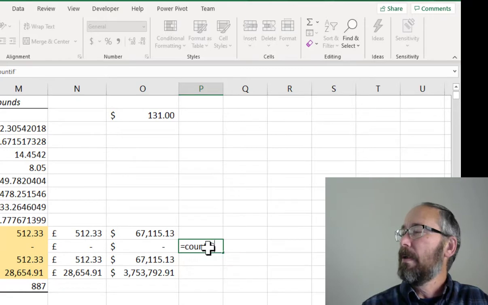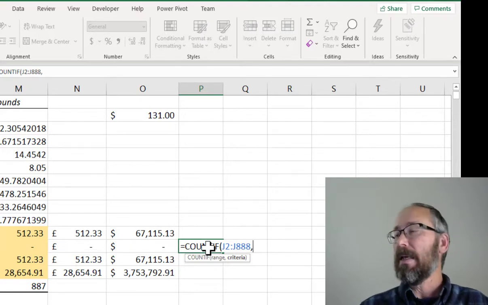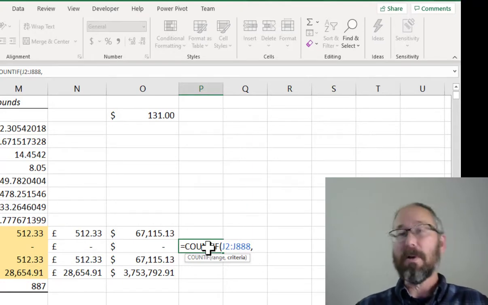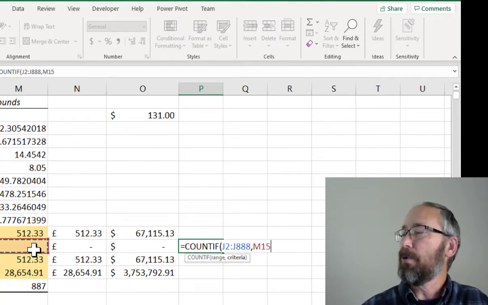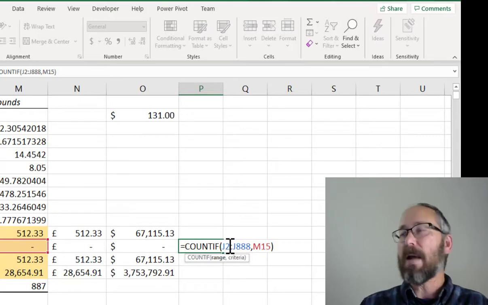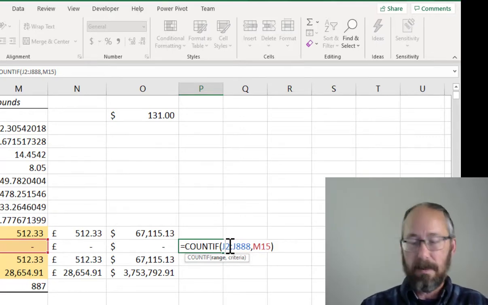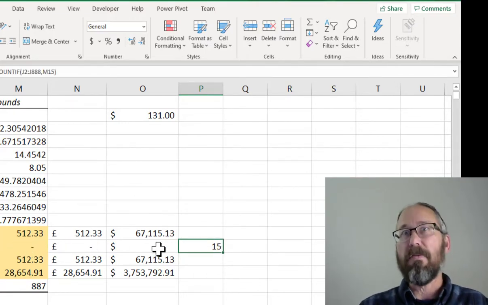So COUNTIF, oops, tab here, J2 to J8 is, oh, actually I'm doing this wrong. I want to count if the value is equal to 0. Oh, actually, there you go. Thought I was doing it wrong. I'm not doing it wrong, because I'm now going to point at this cell that shows the value that I want to check for. And I'm going to make this an absolute reference. Actually, I'm not going to make it an absolute reference, and let me show you what Excel often does. So there were 15 people that paid nothing for their fare.